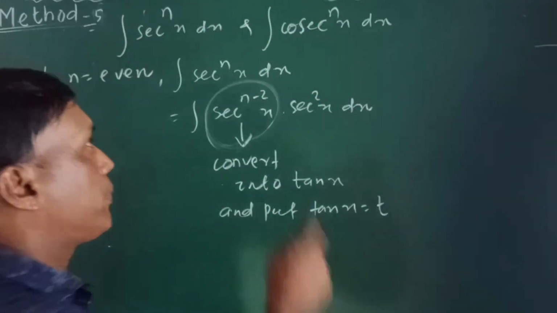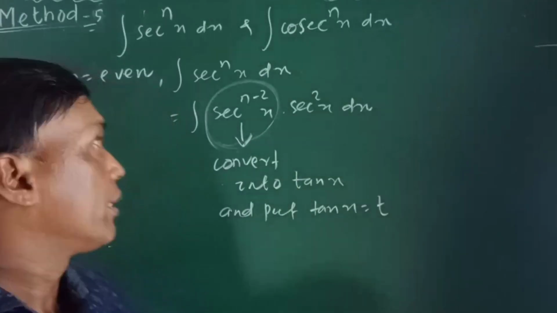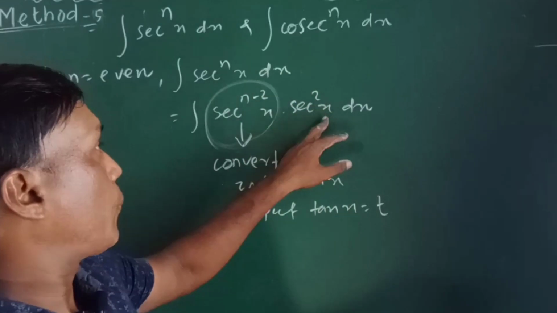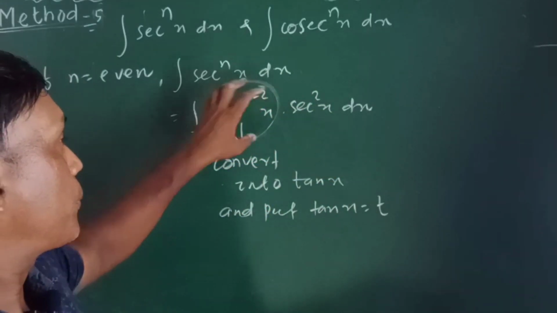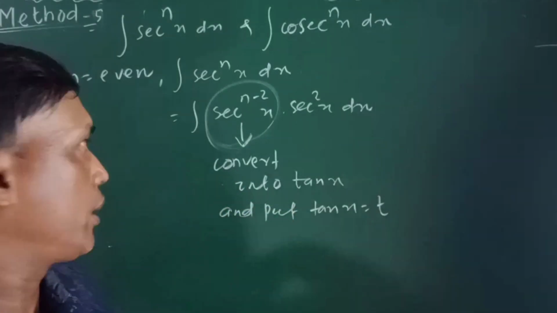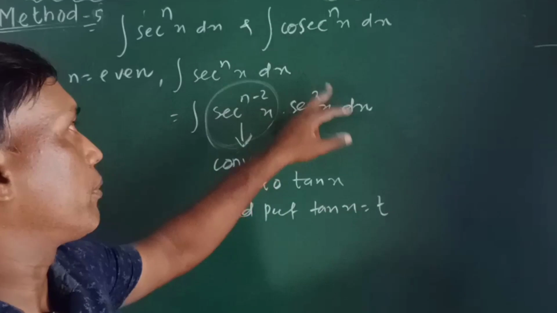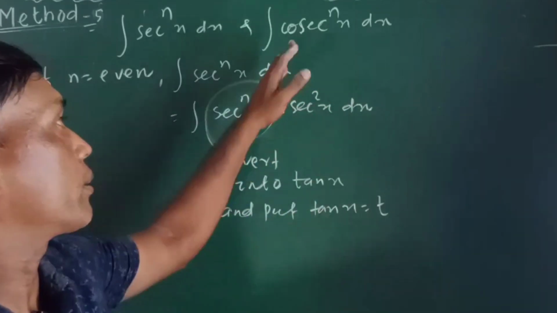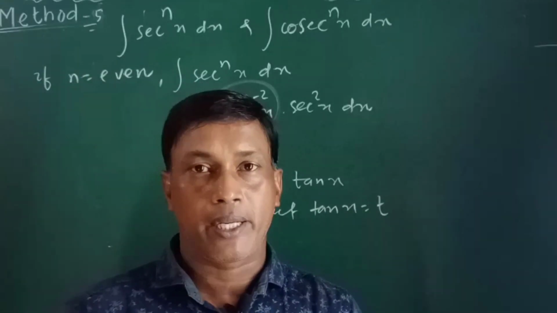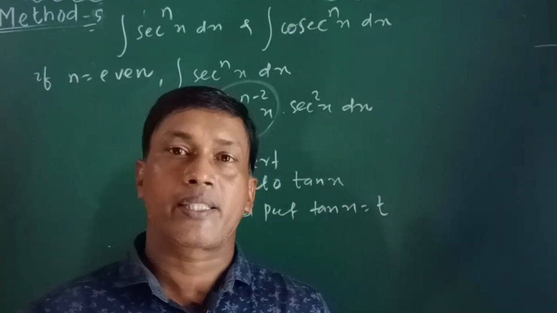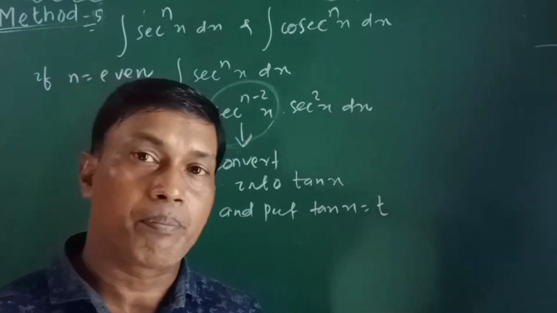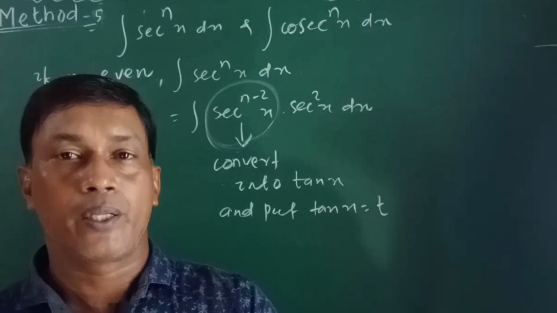If the power of cosec is even, then separate cosec square, and after separating cosec square the remaining terms are to be converted into the power of cot, and put cot x equal to t. Here you put tan x equal to t, in this case you have to put cot x equal to t. So in case of sec to the power n and cosec to the power n, if n is even, then separate sec square in case of sec and cosec square in case of cosec. And this is the simplest way to solve when the powers of sec and cosec are even.